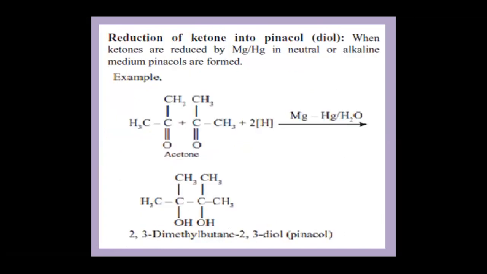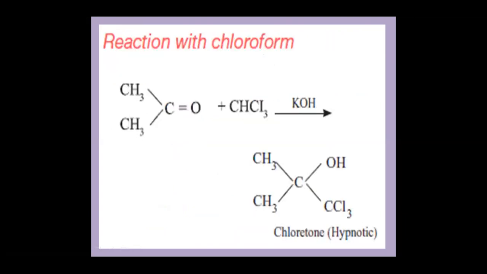Reduction of ketones into pinacol, that is a diol. When ketones are reduced by magnesium or mercury in neutral or alkaline medium, pinacols are formed. When two molecules of acetone are reduced using magnesium or mercury in neutral or alkaline medium, it forms pinacol. Pinacol is nothing but 2,3-dimethylbutane-2,3-diol. Reaction with chloroform. When acetone reacts with chloroform in the presence of potassium hydroxide, it can form chloretone, which is commonly used as a hypnotic.